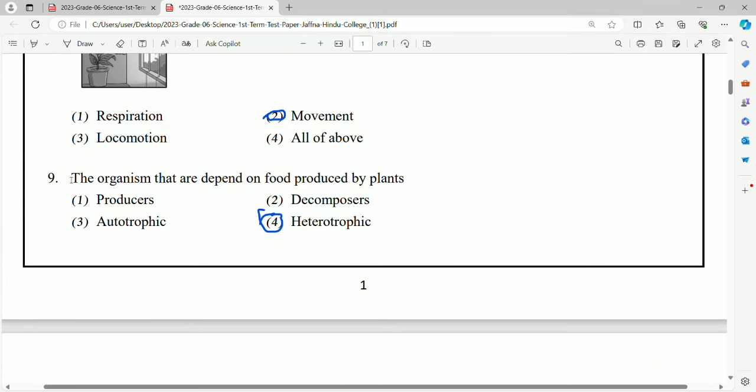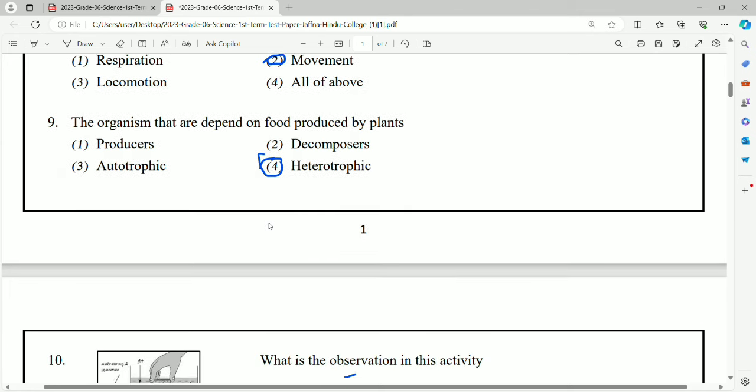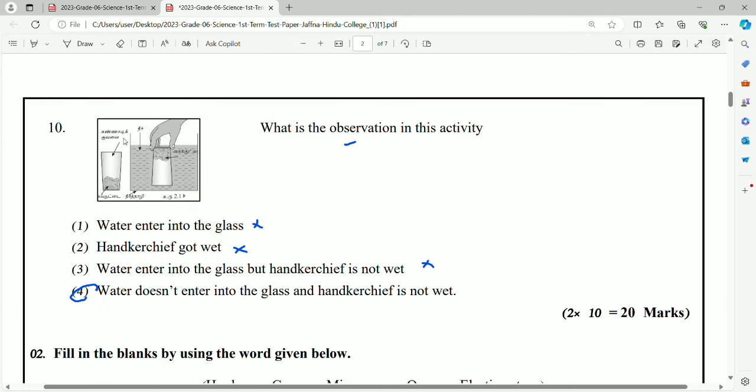Question number 9. Organisms that depend on others for food are heterotrophic. Autotrophic means they produce their own food. The answer is the fourth one.